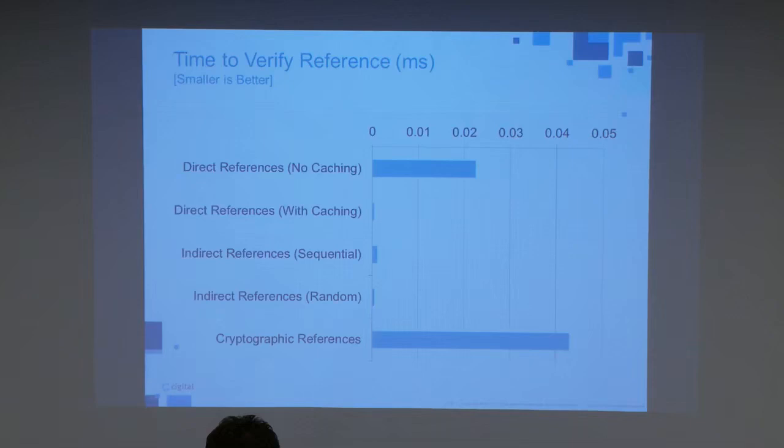Now, one thing to remember is that I am actually using a local SQLite database here. For a real scenario where I have to go out over the network to connect to a real database, that number is probably going to go up. So the difference between direct references with no caching and cryptographic references may not be that much.